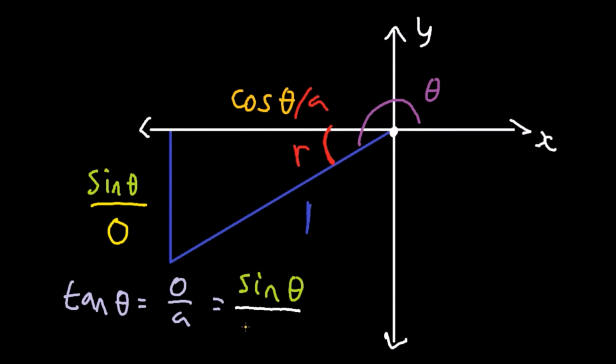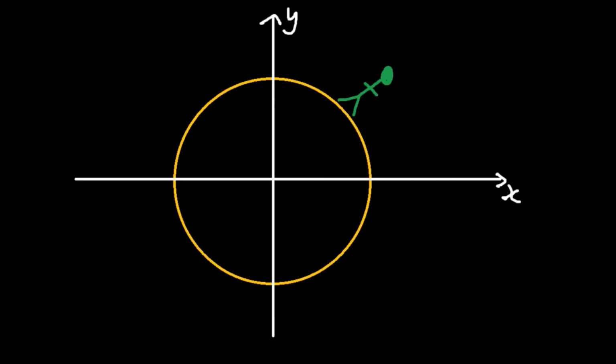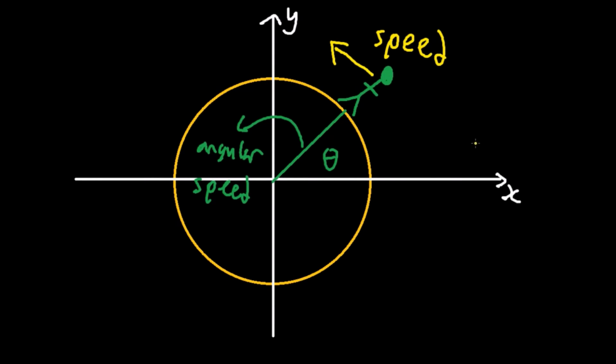Lastly, for this video, let's talk about what's known as radians. If we imagine rotating around the unit circle, what would be the angular speed to achieve a unit velocity around the circle, where angular speed is the number of degrees you change in a second, and velocity is how much distance you cover in a unit second?